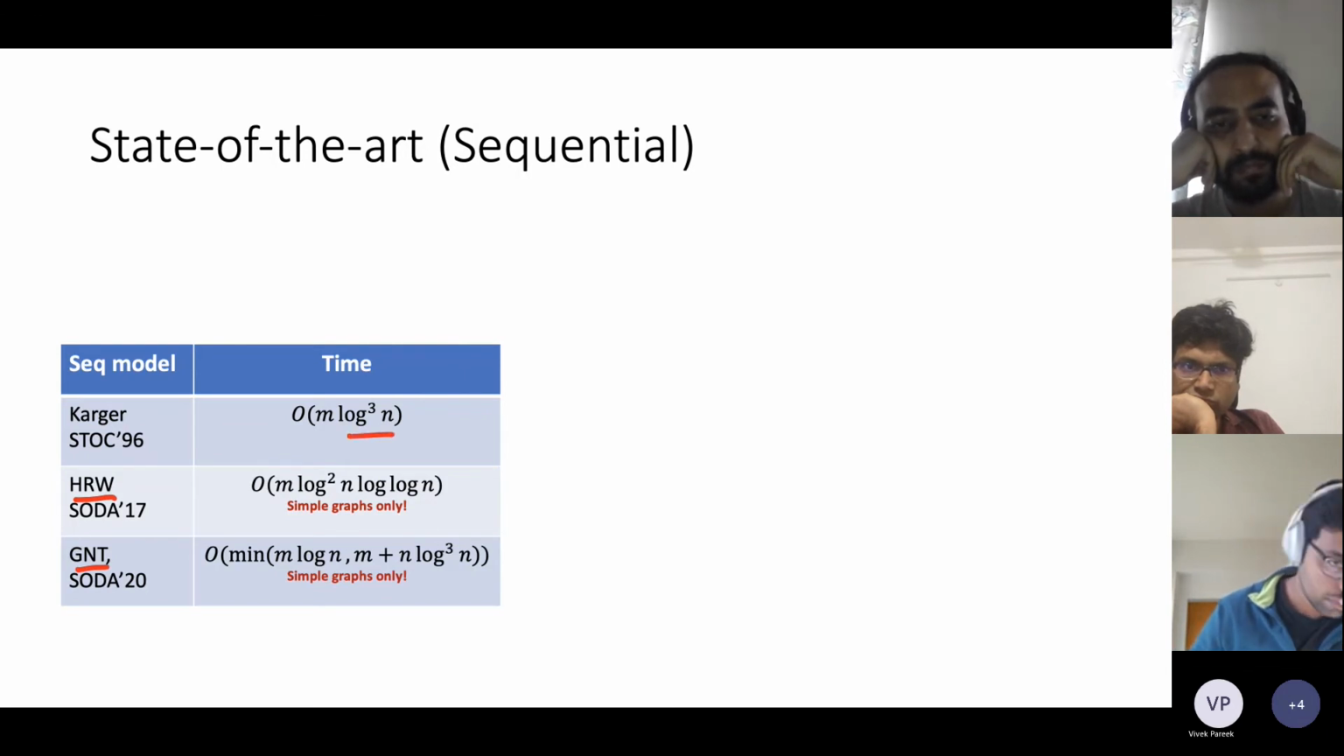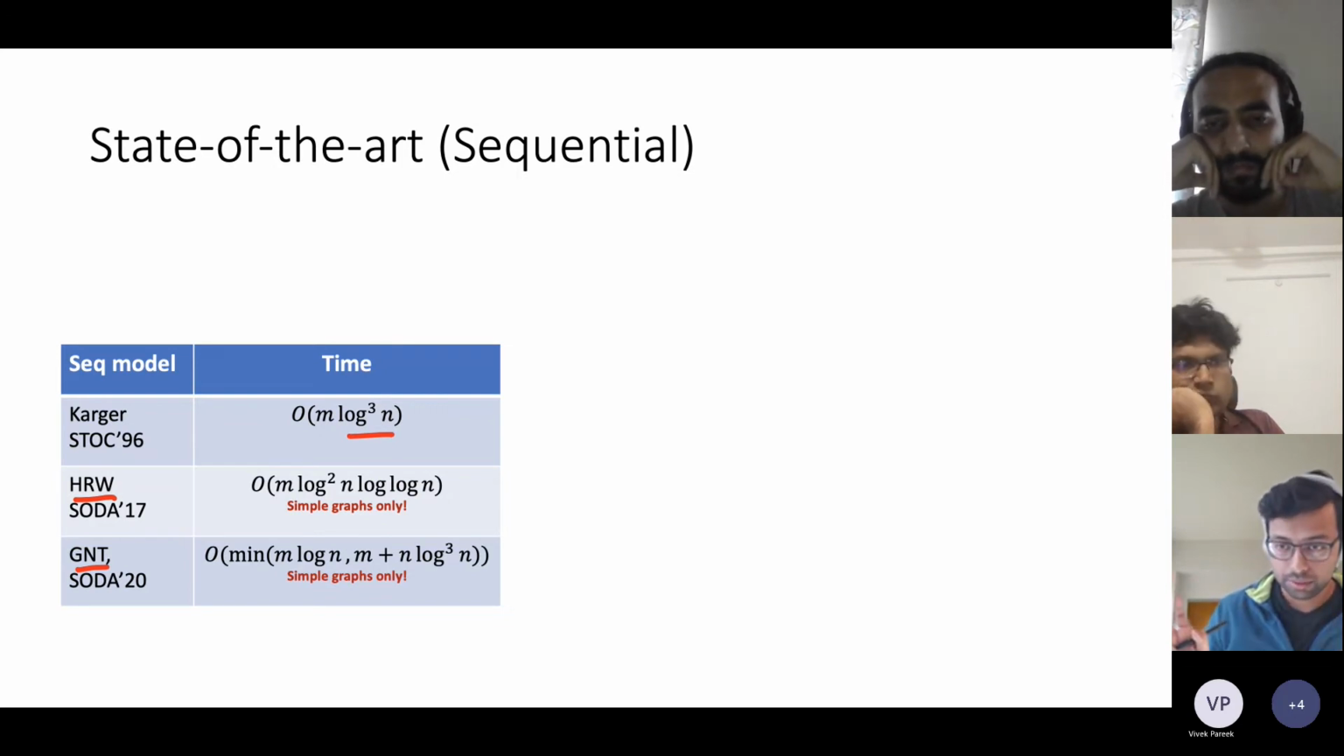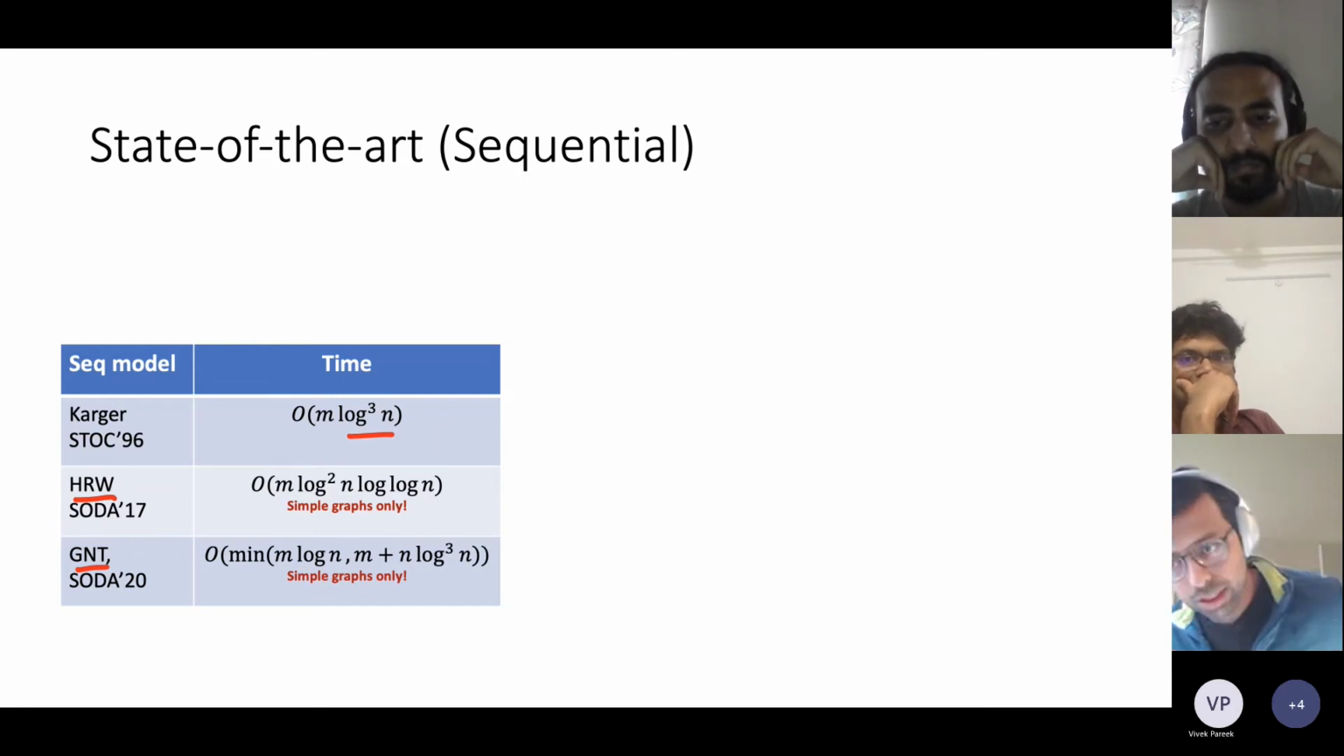log factor. But crucially, I want to mention here that all of these things work only when the graph is simple. And what do I mean by simple graph? It means that there are no multi-edges, there are no self-loops, and there is no weight on the edges. So it's as simple a graph model as you can think of. This is definitely not for weighted graphs.